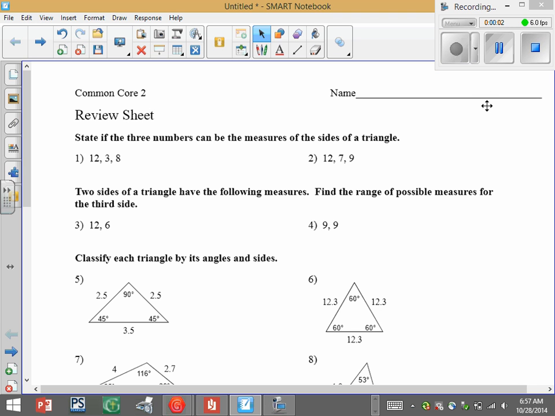This video is going to go through the review sheet that was given out today in class. So we'll start here. State if the three numbers can be the measures of the sides of a triangle. Remember, you want the small plus small to be greater than the bigger side.